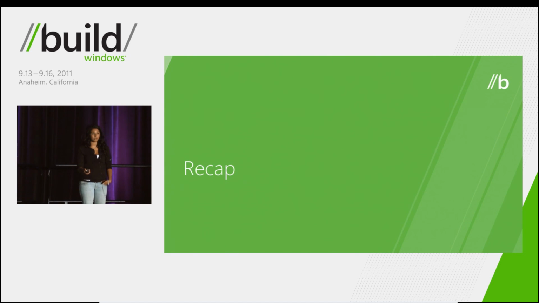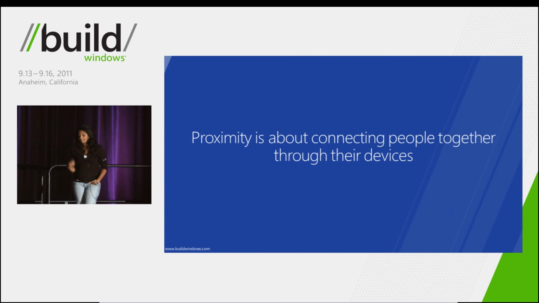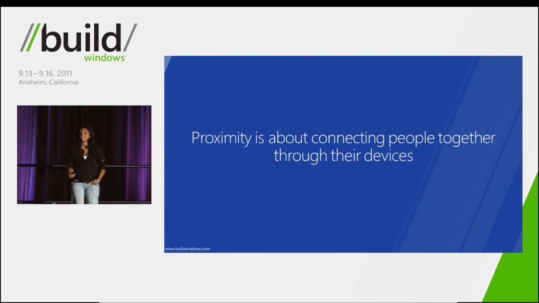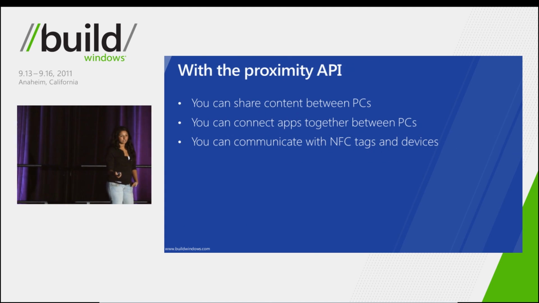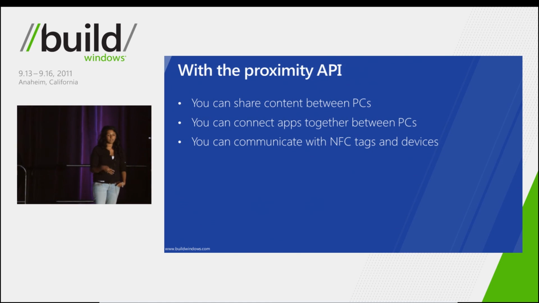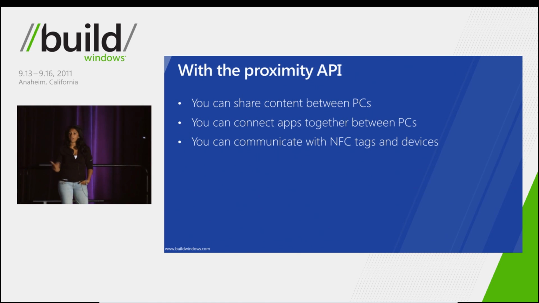So let's go through a really short recap. Once again, we talked about this point at the beginning of the discussion, but proximity is totally about connecting people together through their devices. It's not about the radio layers, it's not about networking. It's about allowing people to have a shared experience together. And to break down our APIs into three really concise components, you can share content across PCs, you can connect apps together across different PCs, and you can communicate with NFC forum compliant tags and devices. That's really the crux of what our API can do.